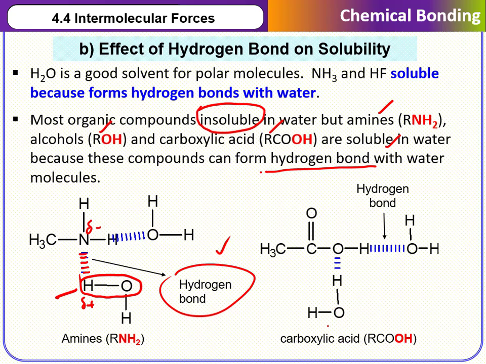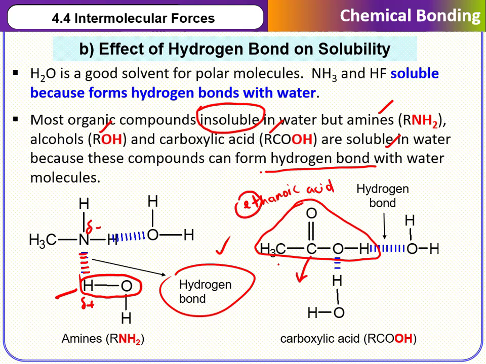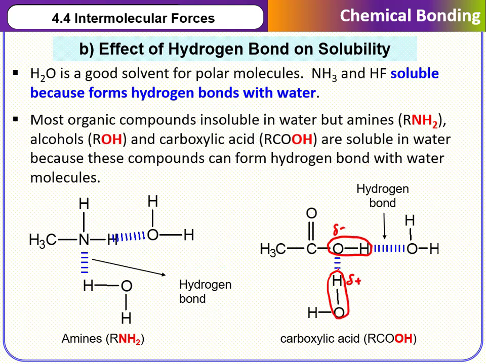The same goes with carboxylic acid. This is carboxylic acid, ethanoic acid. It means it has 2 carbons, this 1 and 2 carbon. So ethanoic acid is soluble in water because it itself has an O-H bond. Water also has an O-H bond, right? So oxygen, which is partial negative, is attracted to this hydrogen of the water molecule, which is partial positive. So what type of interaction is this? This is hydrogen bond.